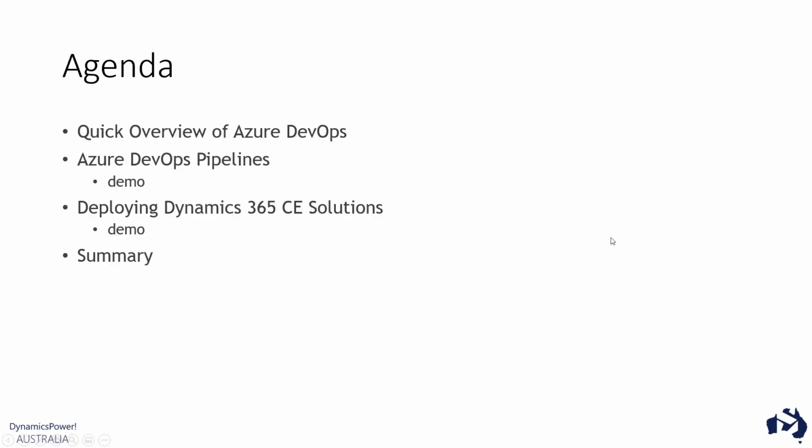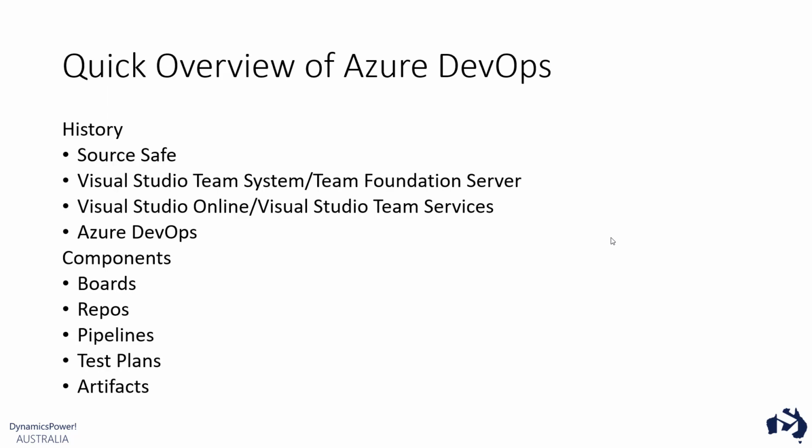The agenda is a quick overview of just DevOps in general. If you haven't seen Azure DevOps, look at the DevOps pipelines for building. I've got an example of a .NET Core website, and then an example of deploying a Dynamics 365 CE solution. I don't take any credit for the CE solution. I found an example out on the web and just reproduced it, so it'll be a good reproduction. And then just a little bit of a summary.